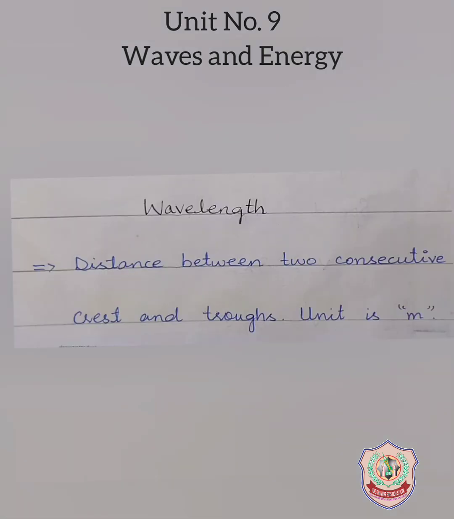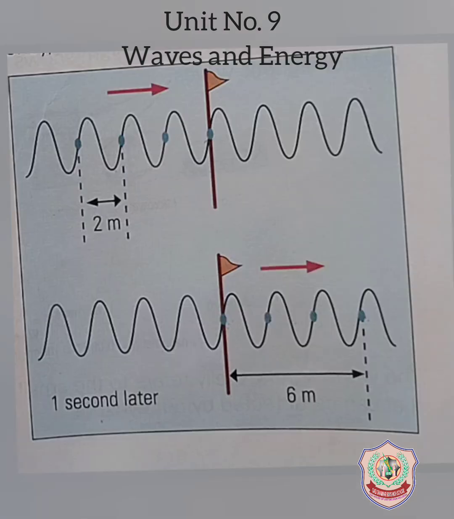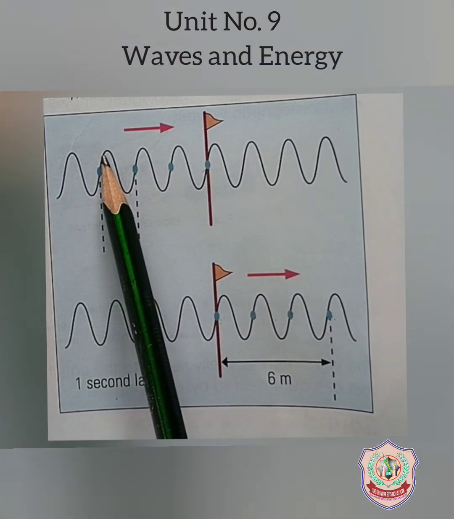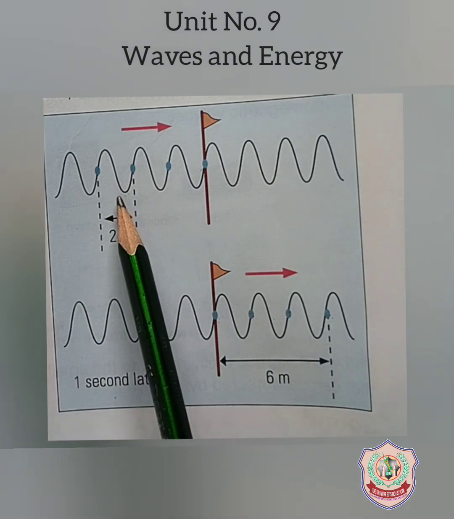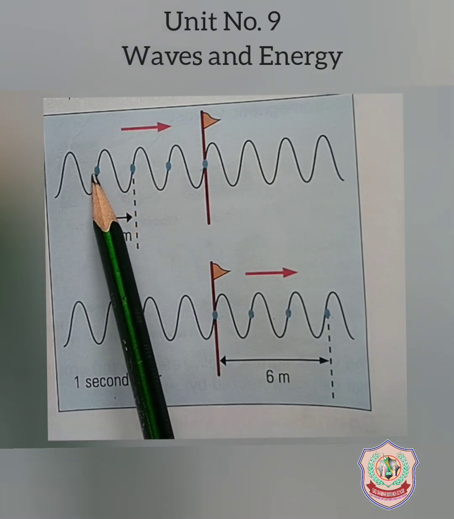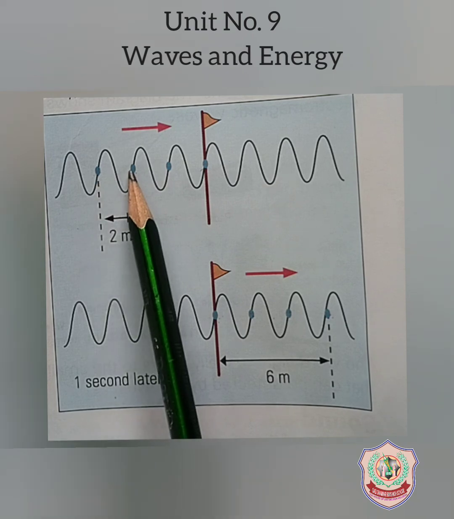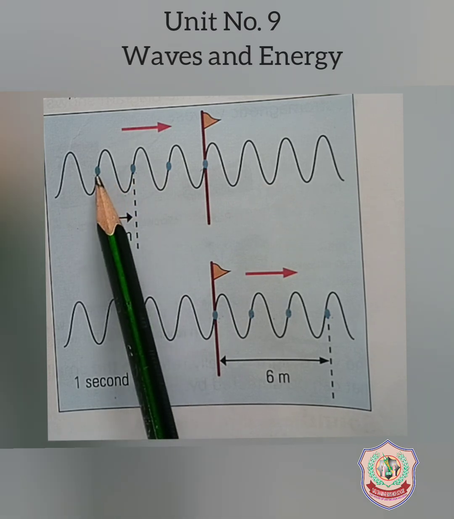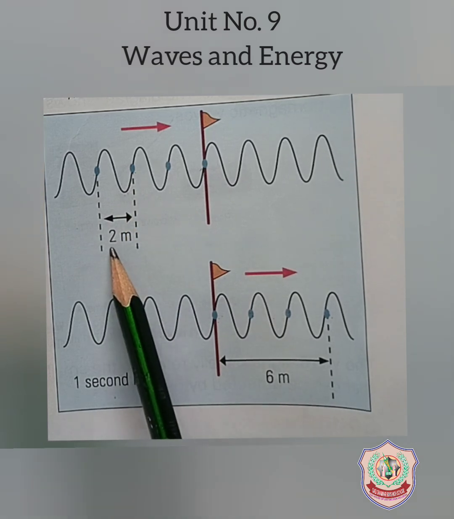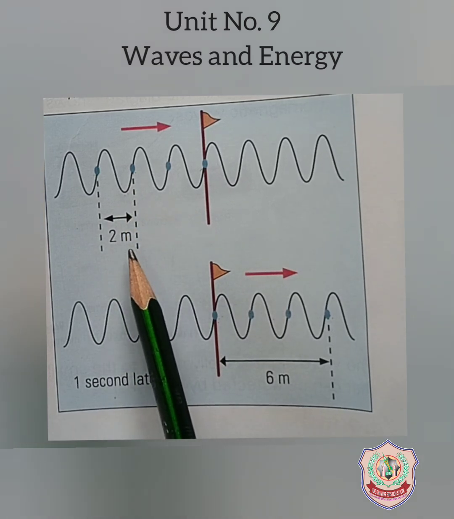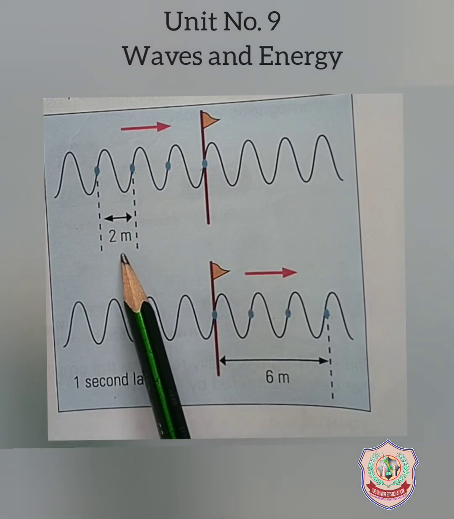Wavelength means the distance between two consecutive crests or troughs. What is crest and what is trough? Let's see through a diagram. In this diagram, the highest point of the wave is the crest and the lowest point of the wave is the trough. The distance between two consecutive crests, shown by these blue dots, is called wavelength. For example, this distance is measured as 2 meters. So the wavelength of this wave is 2 meters.